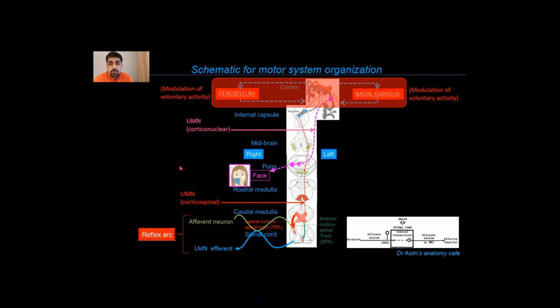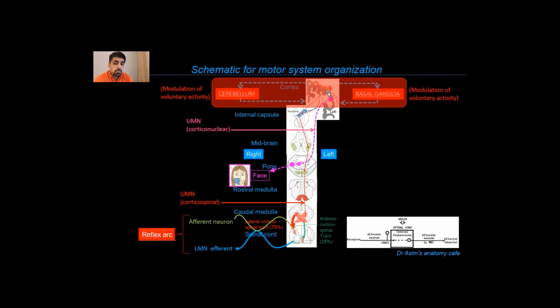Then we said that there are other components of the motor system as well, which you can see in this schematic. These include the cerebellum and the basal ganglia. You can see that the cerebellum and the basal ganglia are connected with the cerebral cortex with the help of various neuronal loops. However, what you can see over here is that they do not have any direct access to the reflex arc, and so they can modulate the activity of the reflex arc indirectly through modulating the function of the cerebral cortex.